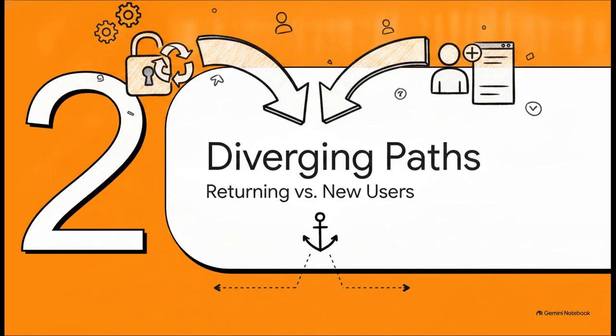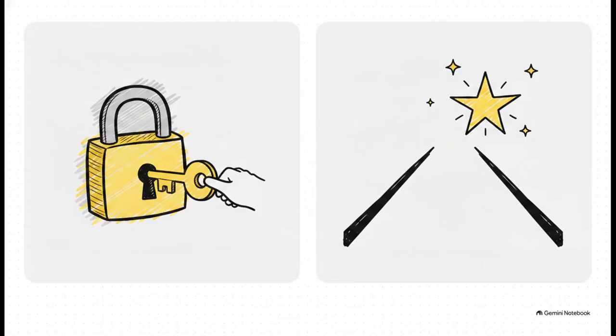Moving on to Section 2, Diverging Paths. We're looking at returning versus new users. Right off the bat, from that initial anchor point, the interface just splits into two completely distinct operational flows. On the left, sign in with password assumes you already hold the key. It's a demand for a credential. But then look at the alternative, create an account. This is an invitation. It acknowledges a totally different state and prepares to send the user down a completely separate pipeline to generate those keys.